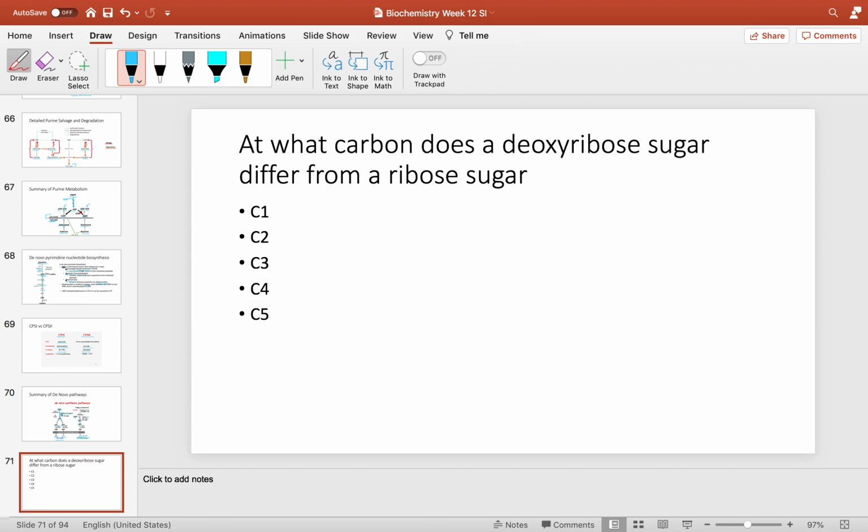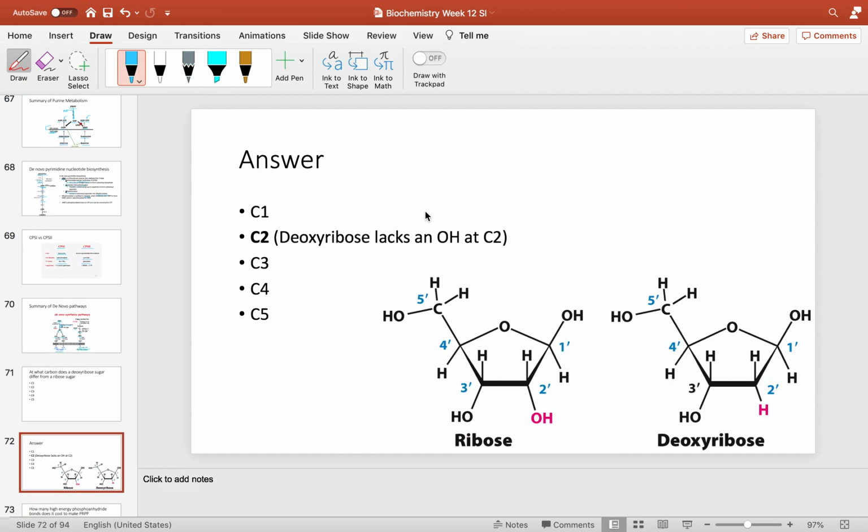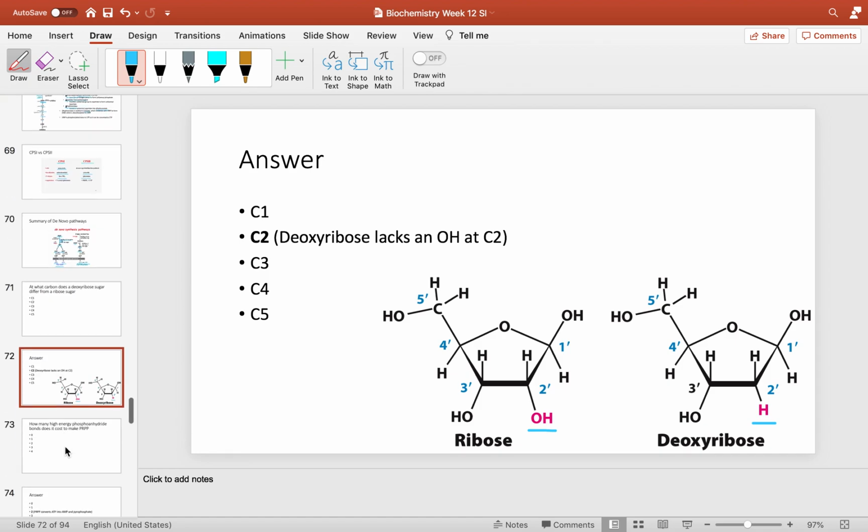So here's some questions. At what carbon does a deoxyribose sugar differ from a ribose sugar? Remember to pause the video because I'll be going through these quickly. So in this case, at carbon 2, a ribose sugar has an OH, which makes it labile. Remember, easily degradable. Whereas in deoxyribose, it lacks an OH, just a hydrogen, and that makes it more stable, which is a good quality for DNA to have.